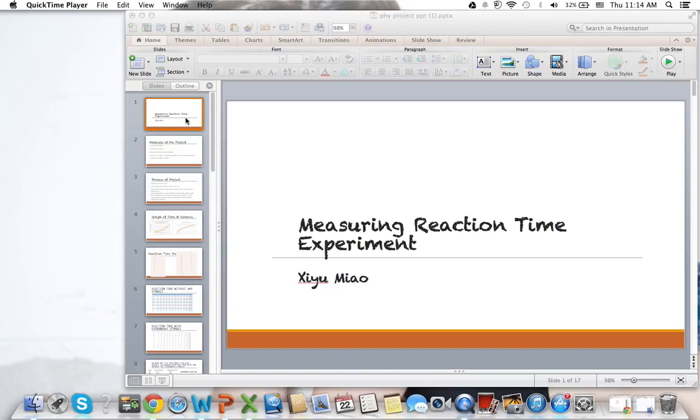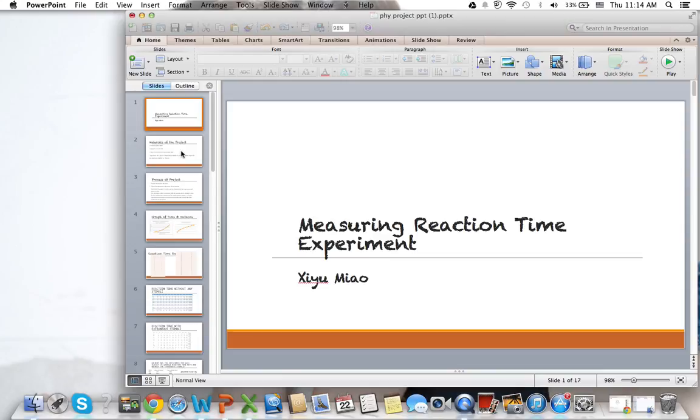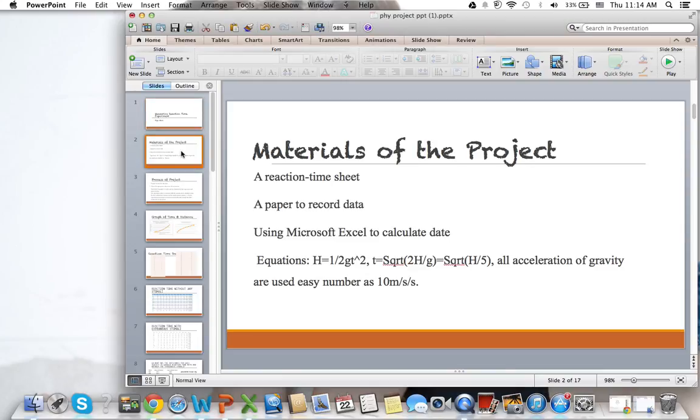Measure reaction time experiment. The materials of this project: we first need a reaction time sheet, a paper to record data. We also need Microsoft Excel to calculate data.